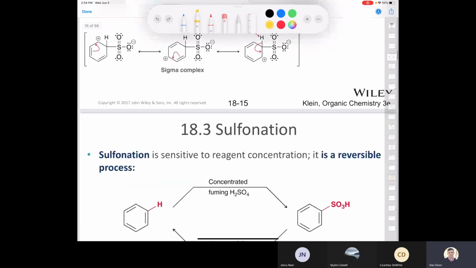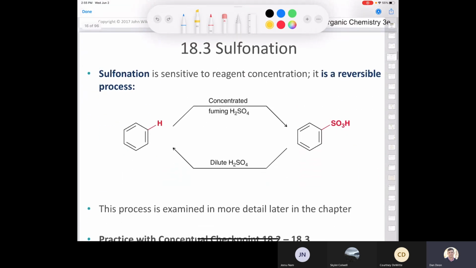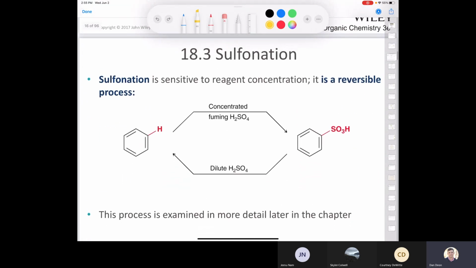And next, we're going to look at another reaction called nitration. But before we get to that, I want to talk about the concept of fuming sulfuric acid. Fuming sulfuric acid is concentrated, really highly concentrated. So you can do the sulfonation that way, but you can also remove this sulfonic acid too. How do you do that? You treat it with dilute sulfuric acid.